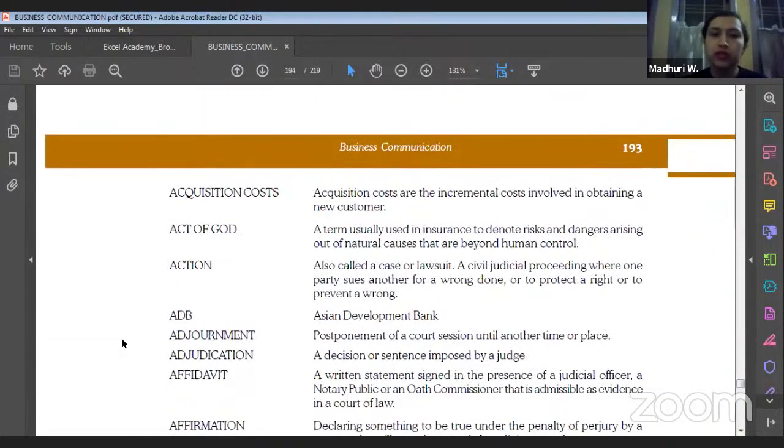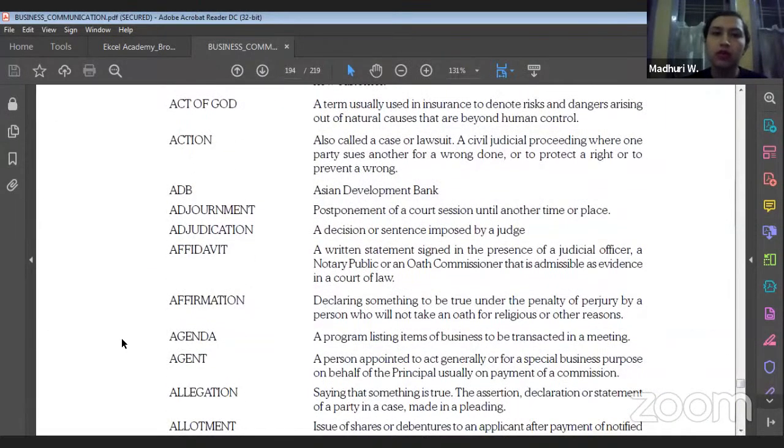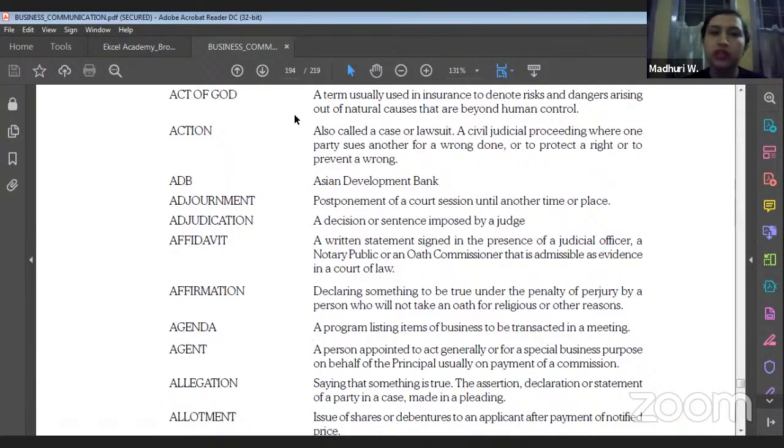You have a list here. For example, what is an act of God? An act of God is a term generally used in business, in insurance, to denote risks and dangers arising out of natural causes that are beyond human control. What is an action? An action is also a case or a lawsuit. So all of this will come by reading and with more practice.